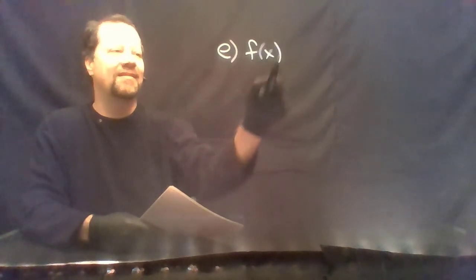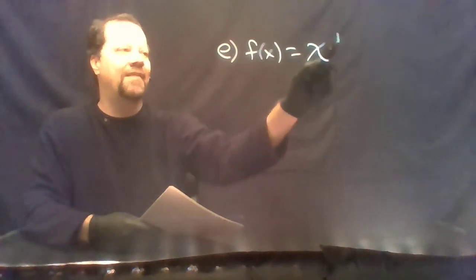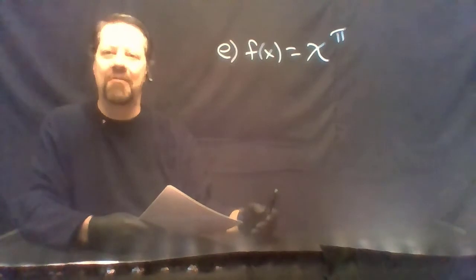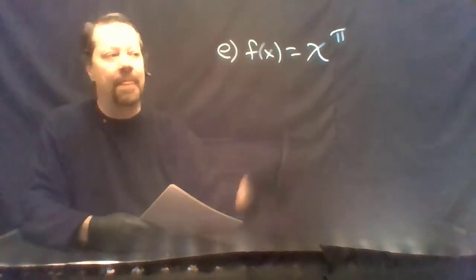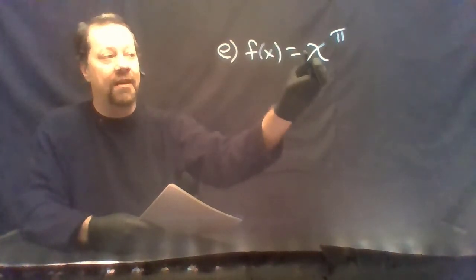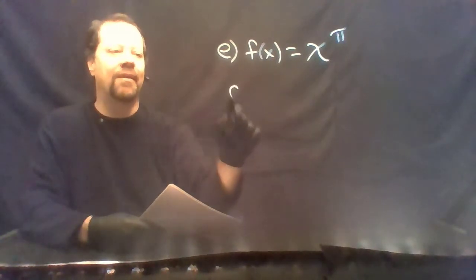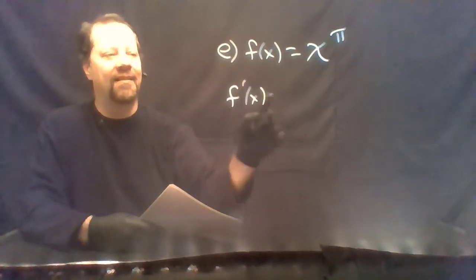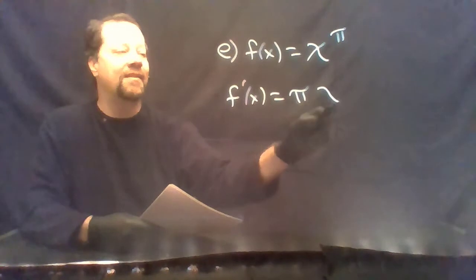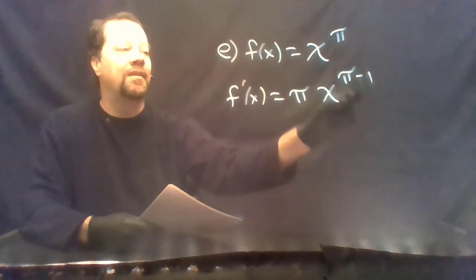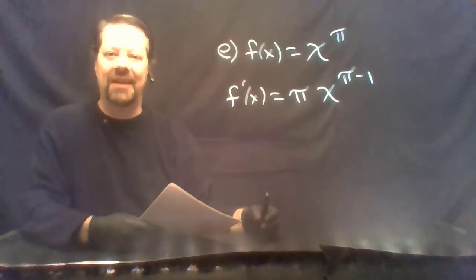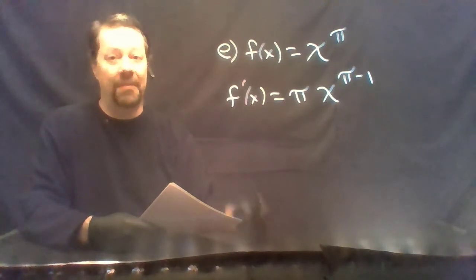On part E, we have the function x to the power pi. This is a variable x to a constant power. For these, we use the power rule. Bring the power down and then subtract 1 from the exponent.